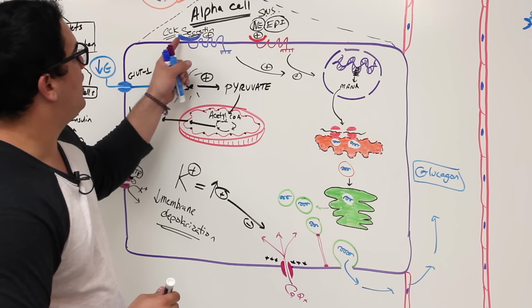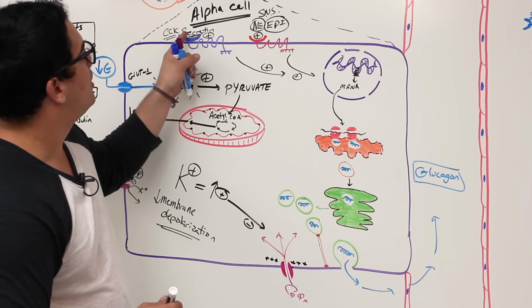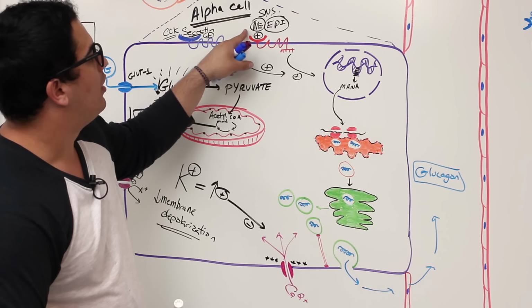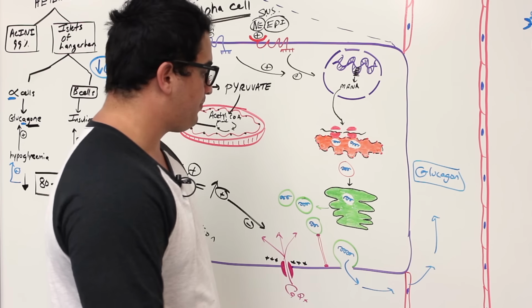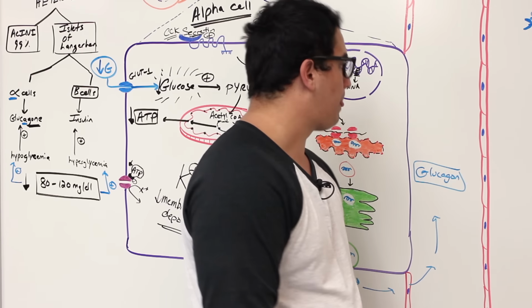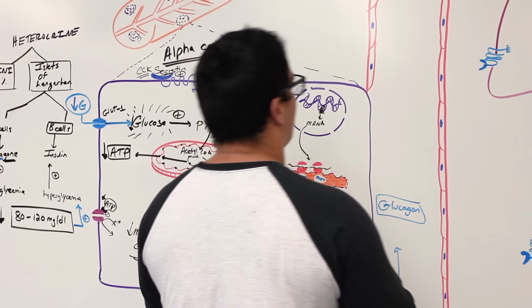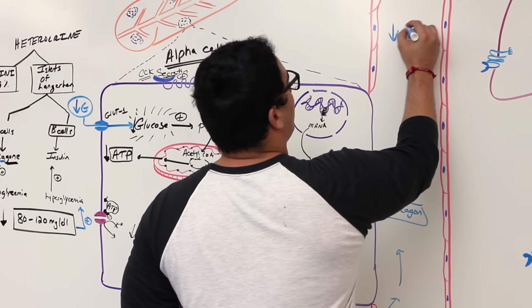And again, remember that CCK stands for cholecystokinin, and secretin, which are gastrointestinal hormones, norepinephrine and epinephrine are also stimuli of glucagon secretion. Okay, so now we made our glucagon. And again, let's recap. What were the glucose levels in the blood? They were really, really low.